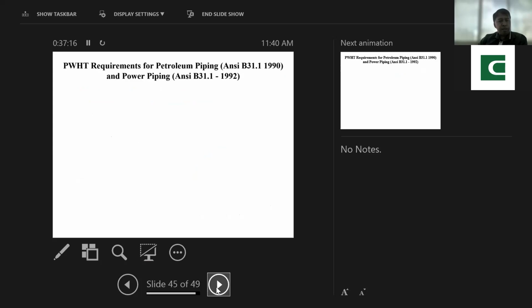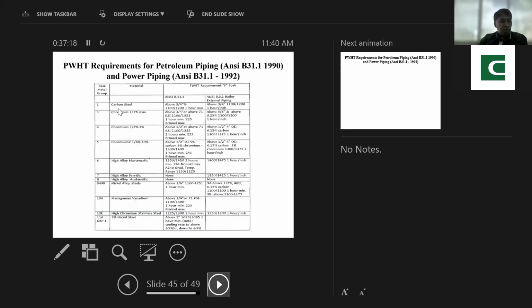Okay, what are the standards? So carbon steel, so depende sa thickness, required i-soak ng 1,100 to 1,200 degrees Fahrenheit. So sa degrees centigrade yan, 593 to 649. Okay? Yan in accordance sa process piping. Sa boiler piping, ito naman ang requirement. Pero halos parehas lang. No?